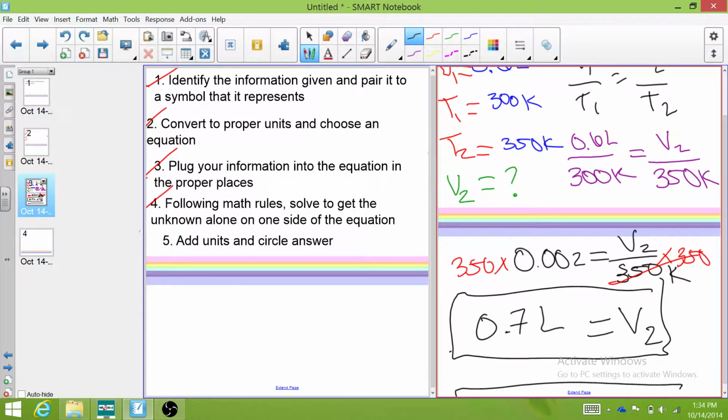and we are done. This is an example of how to follow these steps and solve any kind of mathematical word problem you could be given. We did a gas law problem here, but this could fit to any kind of mathematical equation or word problem that you might be given in science class or in math class.